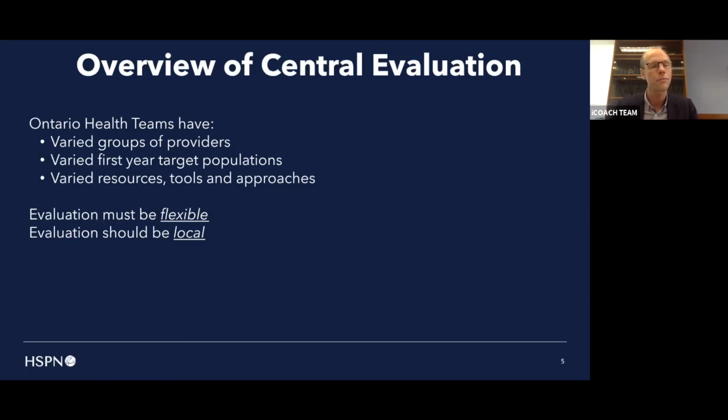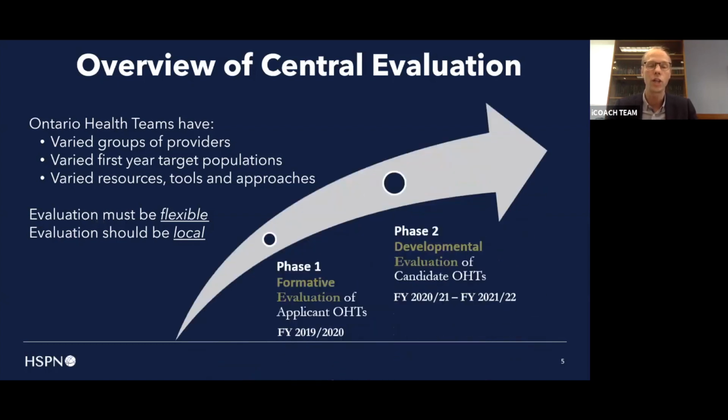Cognizant of this, the highlight for us is that evaluation must be flexible and will iterate and change over time, and evaluation should be local. So we're going to work to support you in local evaluation and not be some distant, afar team as much as possible.